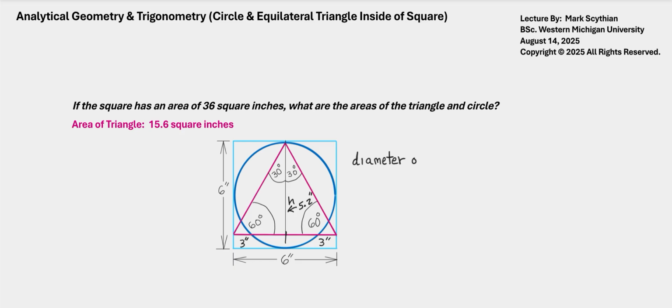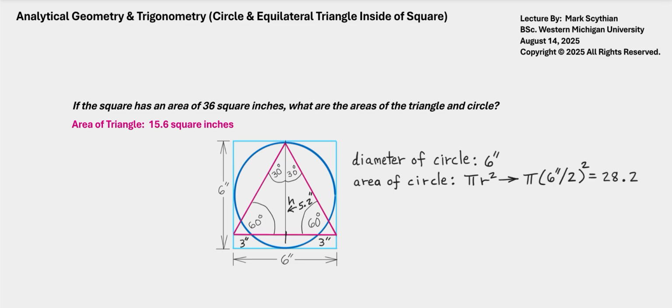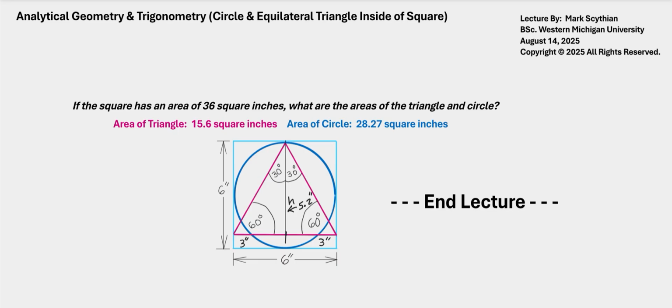So then lastly, we have the area of the circle, which is pi r squared. And in this case, the diameter is equal to the width of the square. So we have a 6-inch diameter, for which we divide by 2 to get the radius and then square that value, multiply times pi. So we calculate 28.27 square inches of area in the circle.